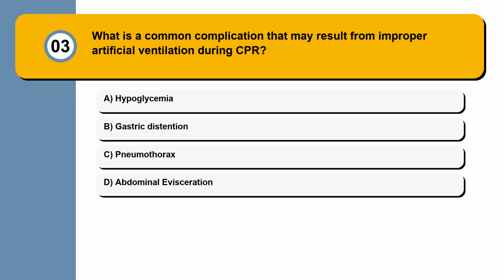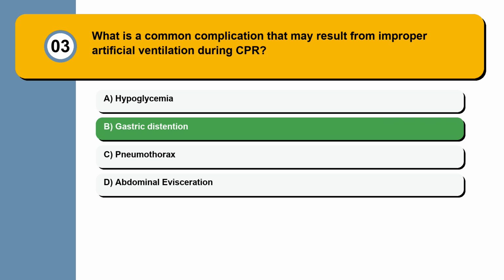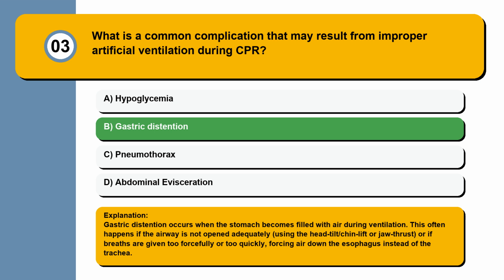Question 3. What is a common complication that may result from improper artificial ventilation during CPR? Hypoglycemia, gastric distension, pneumothorax, abdominal evisceration. Gastric distension occurs when the stomach becomes filled with air during ventilation. This often happens if the airway is not opened adequately, using the head tilt/chin lift or jaw thrust, or if breaths are given too forcefully or too quickly, forcing air down the esophagus instead of the trachea.